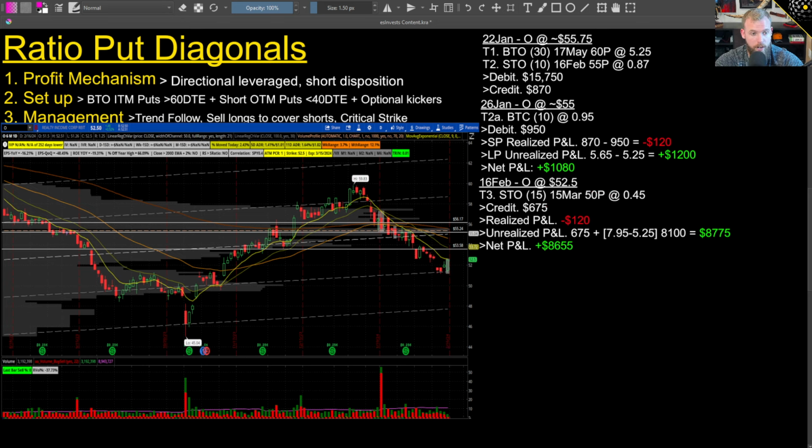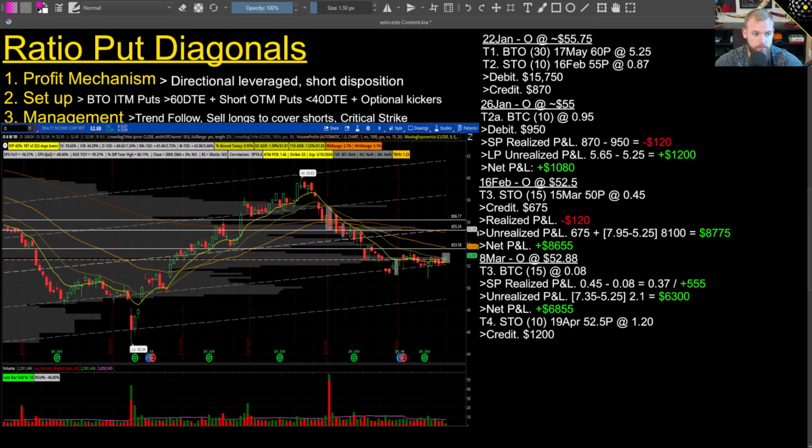So those brought in a credit of 675. I still had a realized loss of 120 from up here, and then an unrealized P&L now of 87.75. So here's the net on the trade.